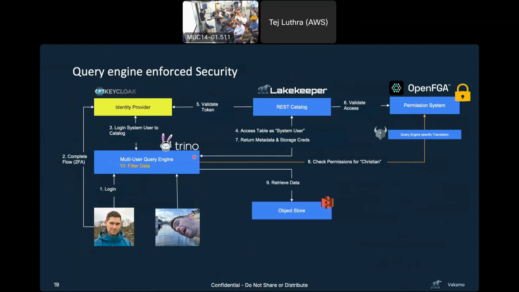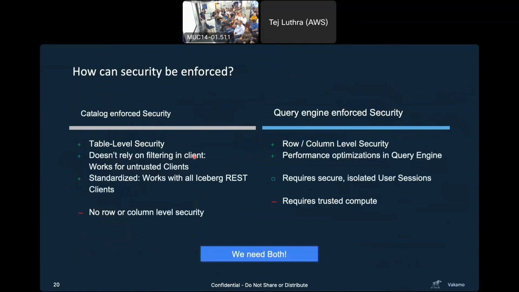So these are two different ways on how security can be enforced. On one side, we have catalog enforced security, and on the other side, query engine enforced security. Catalog enforced security, the vended credentials that I've shown first, enables table-level security, right? And it doesn't rely on any filtering of the client, so it works with any client out there. So if I install, you know, a Jupyter notebook and some Python on my local machine, I can use the security mechanism to get access to the tables that I am allowed to see.